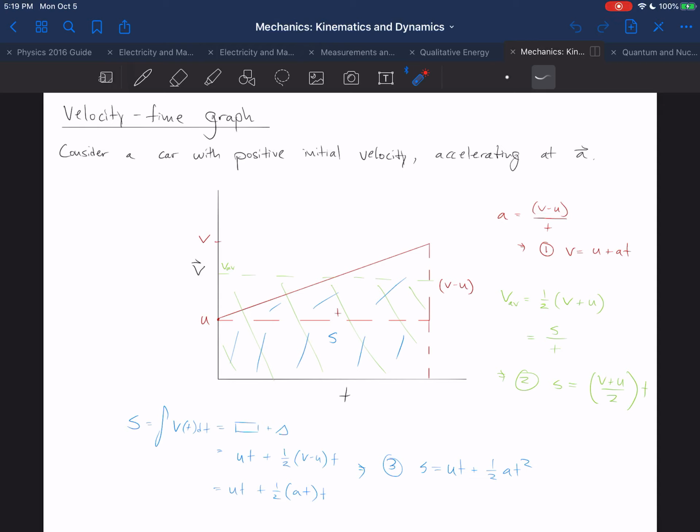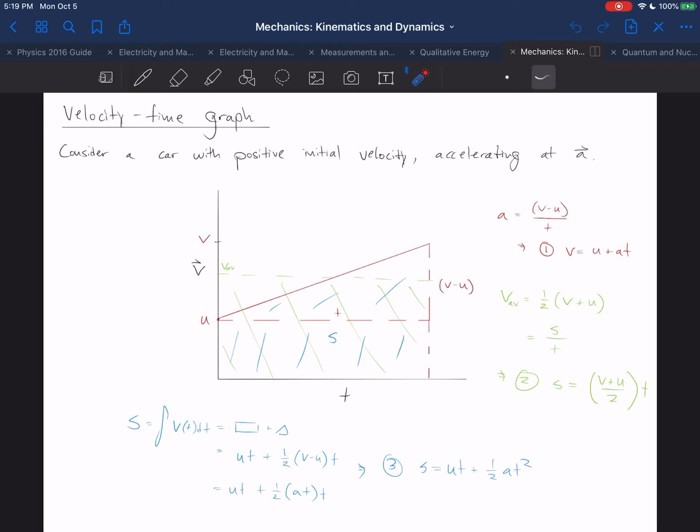I want you to pay attention to the red first. The red line here shows our velocity as we increase, in IB notation, from u, our initial velocity, to v, our final velocity, over a certain amount of time. I'm assuming a positive acceleration here, but you could likewise derive this for a negative acceleration. Notice that the IB variable t is the time interval between the initial time and the final time here. So this is just the variable t.